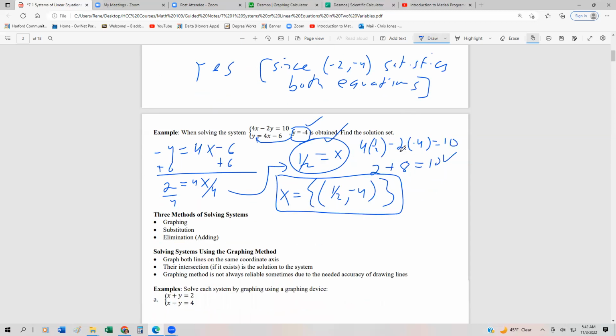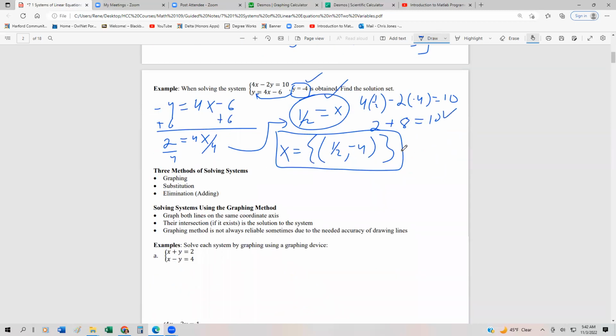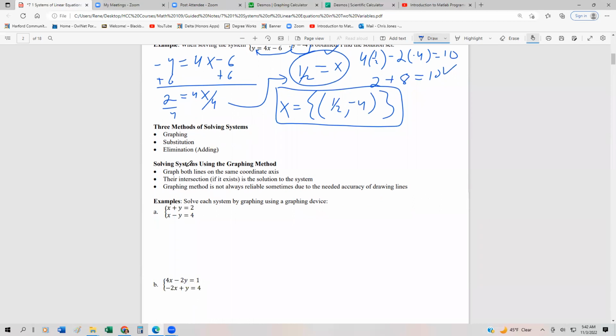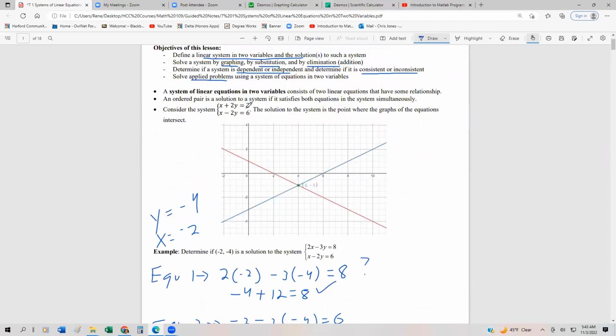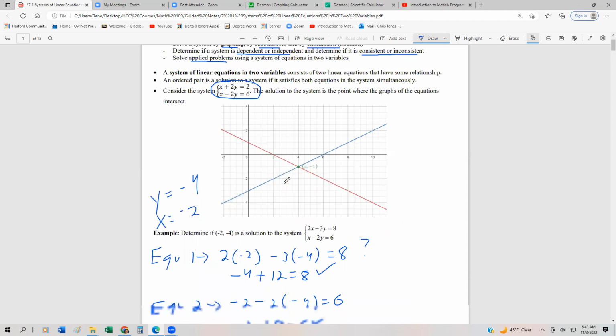As we mentioned before, there are three methods for solving systems: graphing, substitution, and elimination. We already noted that if we want to solve a system by using the graphing method, we're going to graph both lines on the same coordinate axis. The point of intersection, if it exists, is going to be the solution to the system. Just like we had up here, we had this system, we graph both of these, and this is the point where they intersect, so x is 4, y is -1.